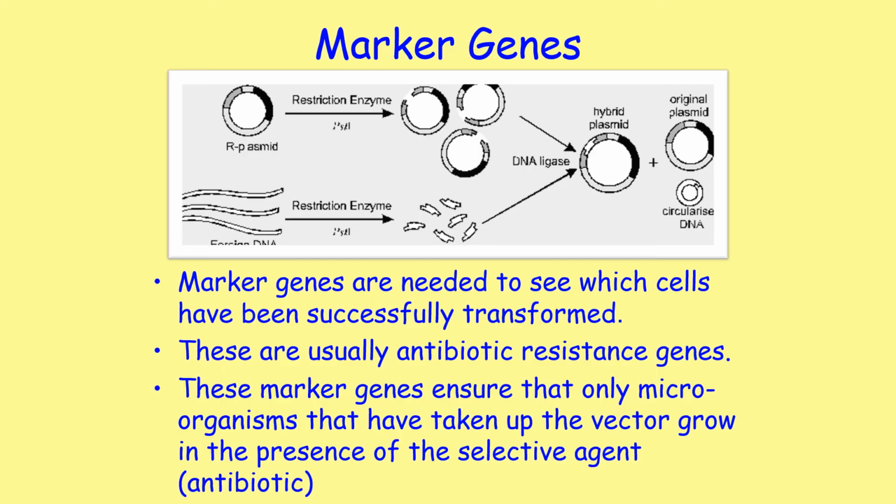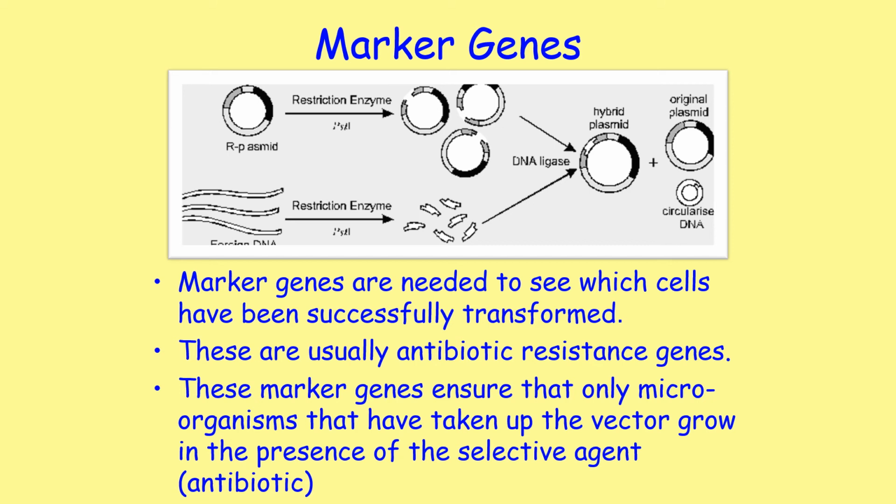Now, another feature that we need to have within our plasmid is something called a marker gene. Now, a marker gene is needed to see which cells have been successfully transformed. Now, I want you to look at this diagram at the top of this page. So you can see we've got our restriction enzyme that's used to cut open our plasmids at the very top, and then we've got our restriction enzyme that's used to cut out our gene of interest. And then remember, what we do is we insert that gene of interest into a plasmid. And the reason that they join together is because of the complementary sticky ends.